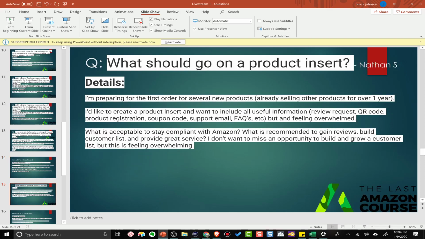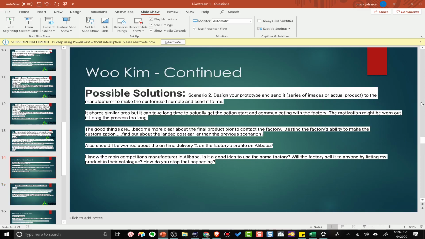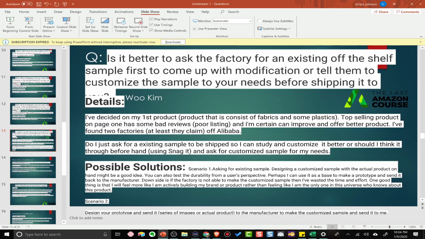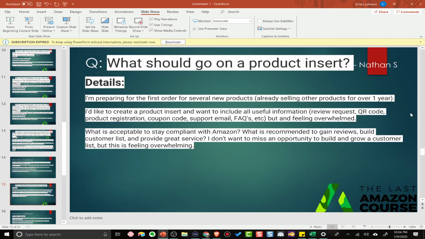What should go on a product insert? I'm preparing for the first order for a few products, already selling products for a year. I'd like to create a product insert and want to include all useful information: review request, QR code, product registration, coupon code, support email. Oh, don't put a coupon code on there. That's a no-no. I think Amazon just released guidance on that. So don't do that. Support email, FAQs, etc.